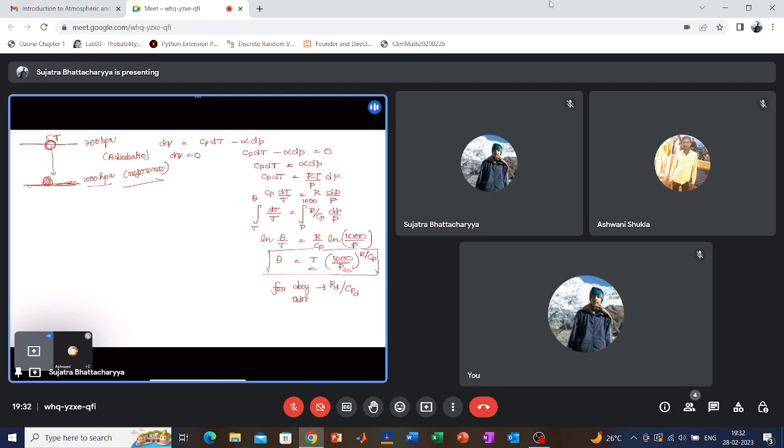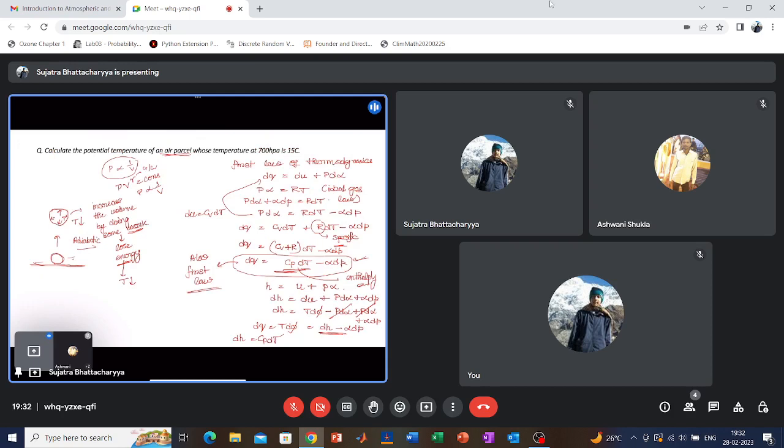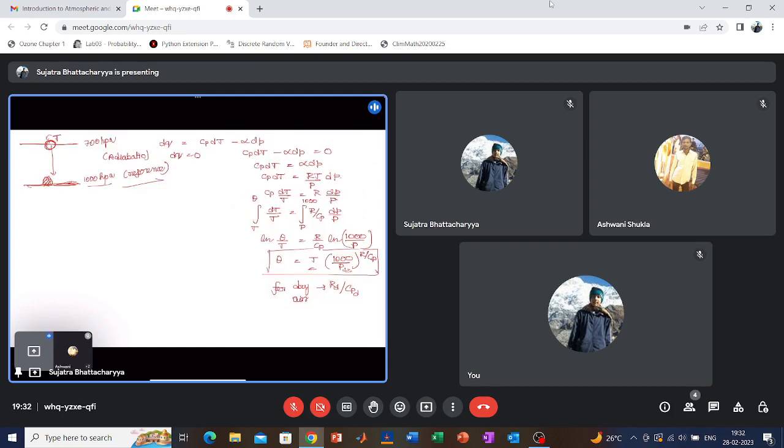So let us do a numerical to understand the concept fully. What was the numerical? Calculate the potential temperature of the air parcel whose temperature at 700 hectopascal is 15 degrees Celsius. Again, in thermodynamics, never keep the Celsius scale, change it to the Kelvin scale, so it is 288 Kelvin. Just use the definition of the potential temperature.